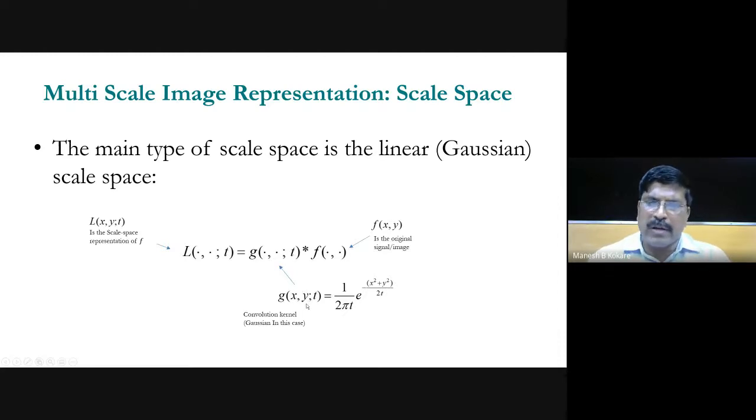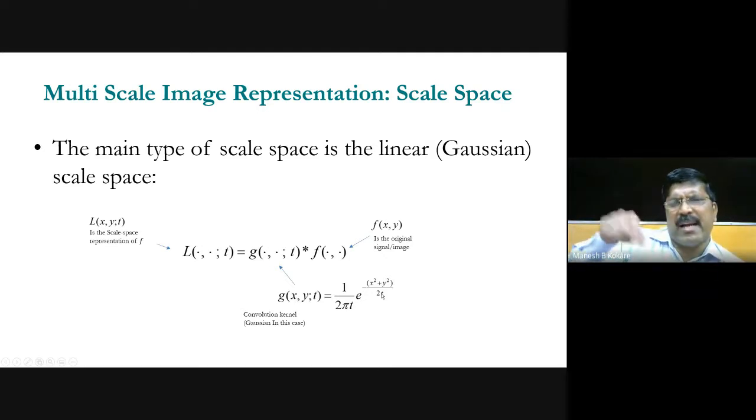So you know that the two-dimensional Gaussian function is given by 1 upon 2 pi t into e raised to minus (x squared plus y squared), where x and y are the spatial coordinates of the image and t is nothing but the scale, or you can say that it is sigma, right? Sigma is nothing but the standard deviation of that Gaussian function.